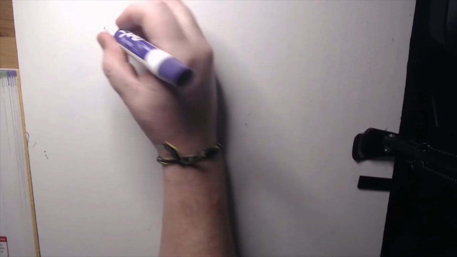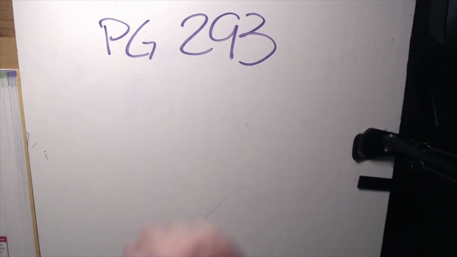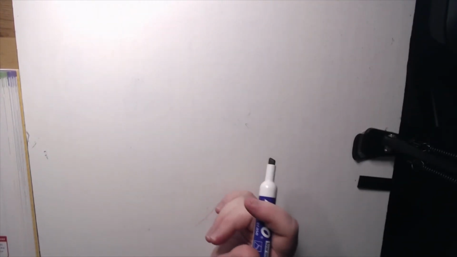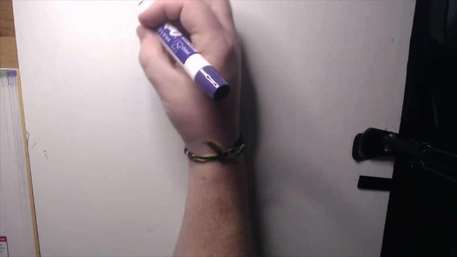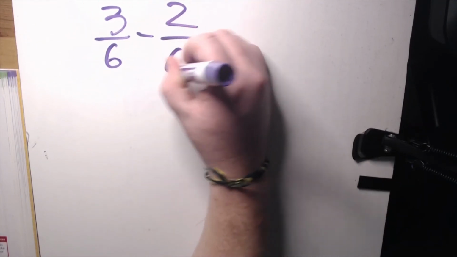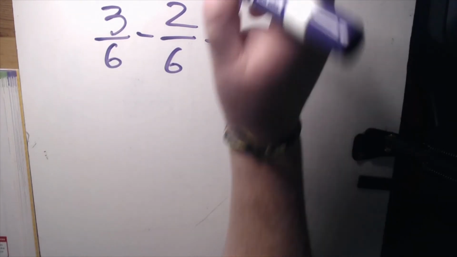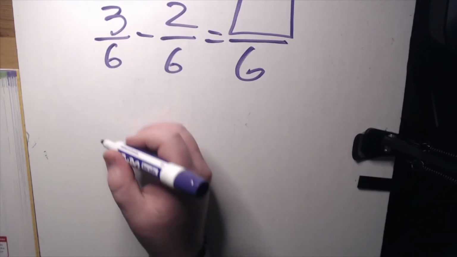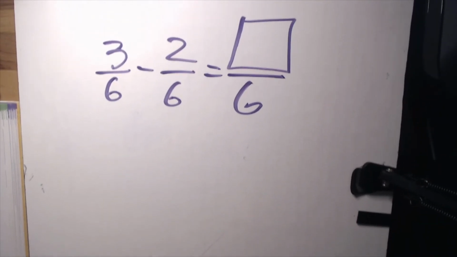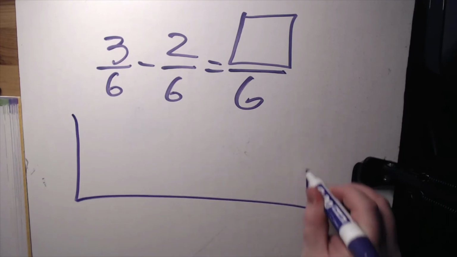Okay. Now I'm going over to page 293. There it is. On page 293, I'm working on number 2. It says 3/6 minus 2/6 equals blank 6. And it was ever so kind to give us a model to work with. Let's move this just a little bit so we can see the problem all the way. And they gave us a model that looks like this.